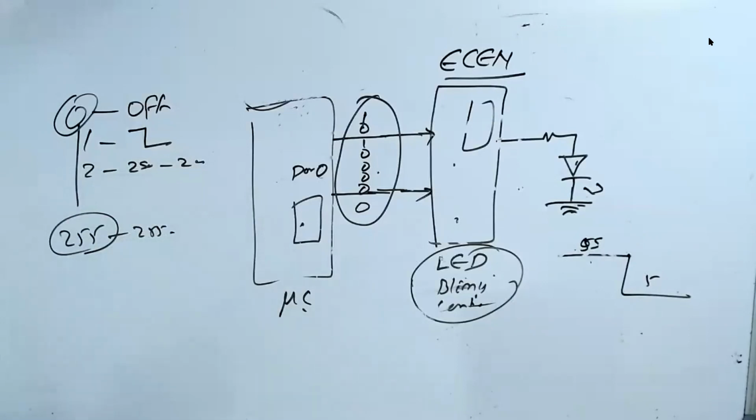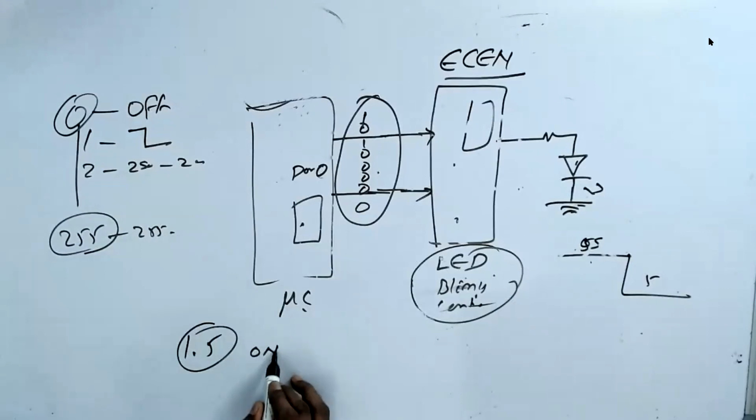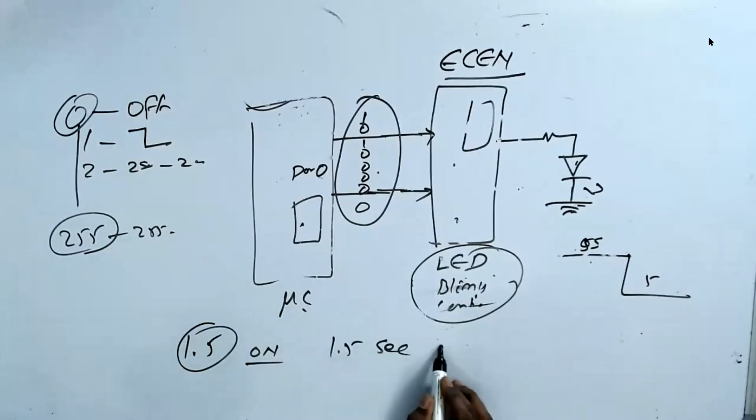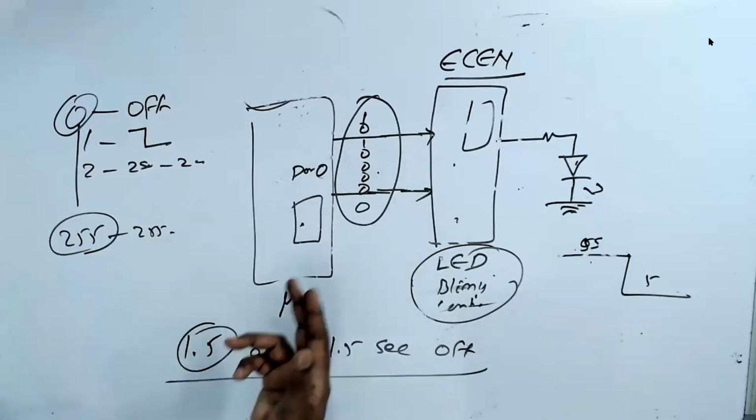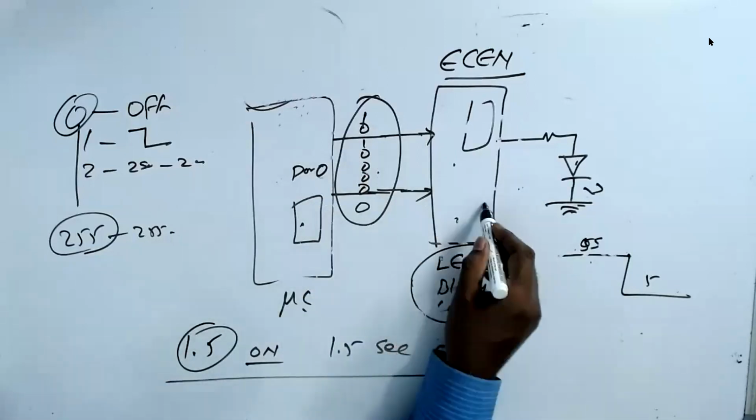The problem is, if I want 1.5 seconds on, 1.5 seconds off, it's not possible. You understand now? 1.5 seconds on, 1.5 seconds off. Because you can give either 1 or 2. You cannot give 1.5. So this is a drawback of this controller.